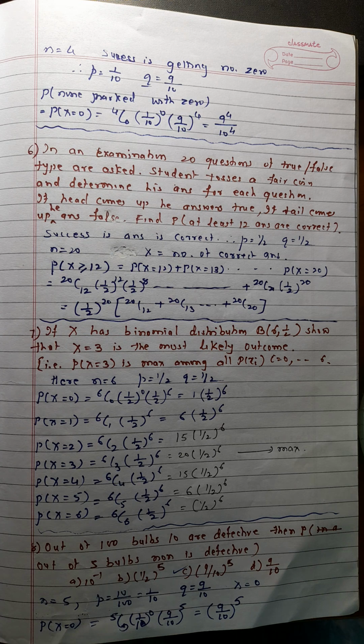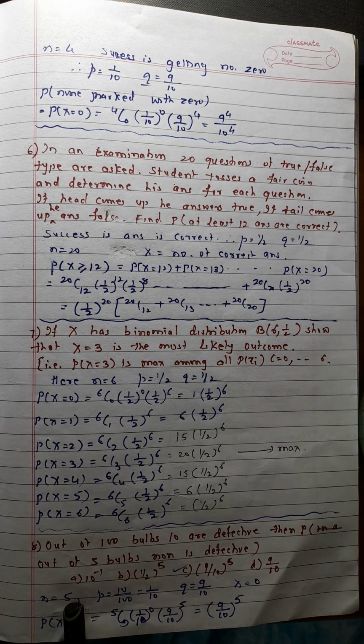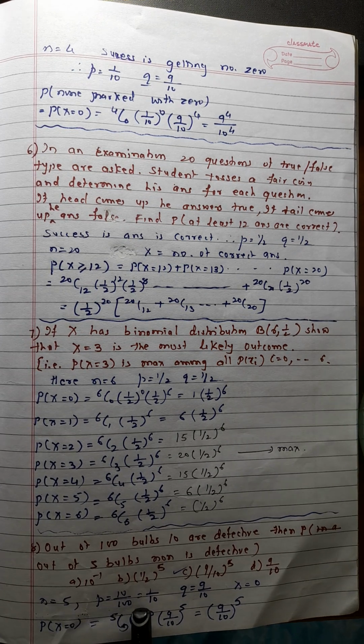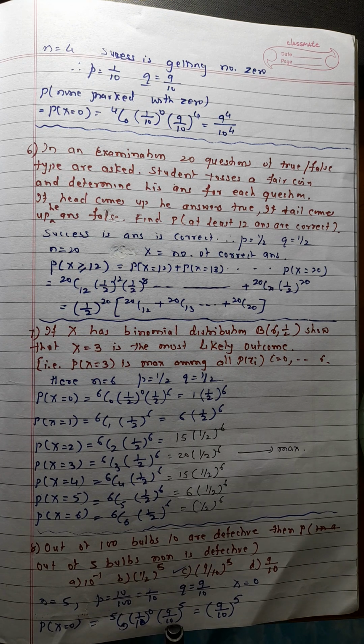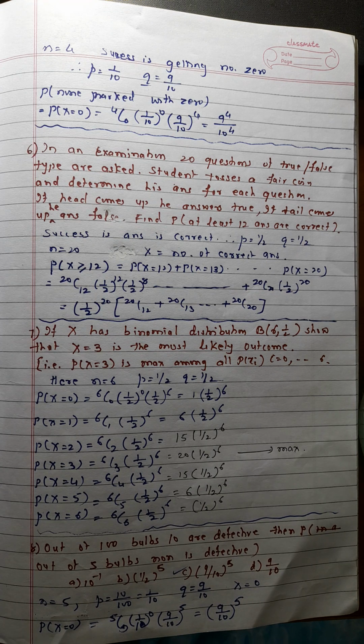Next problem is out of 100 bulbs, 10 are defective. Then the probability that out of 5 bulbs, none is defective. It is an objective question. N is 5, P is 10%, out of 100, 10 are defective. So P is 10 upon 100, 1 upon 10, Q will be 9 upon 10. None is defective means x equals 0. Simplify, this is your answer. Don't simplify it further. I'll stop here now.